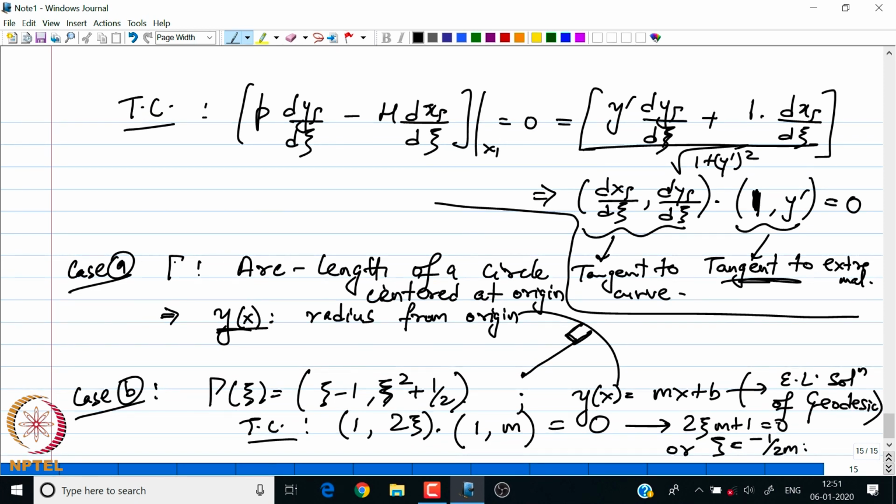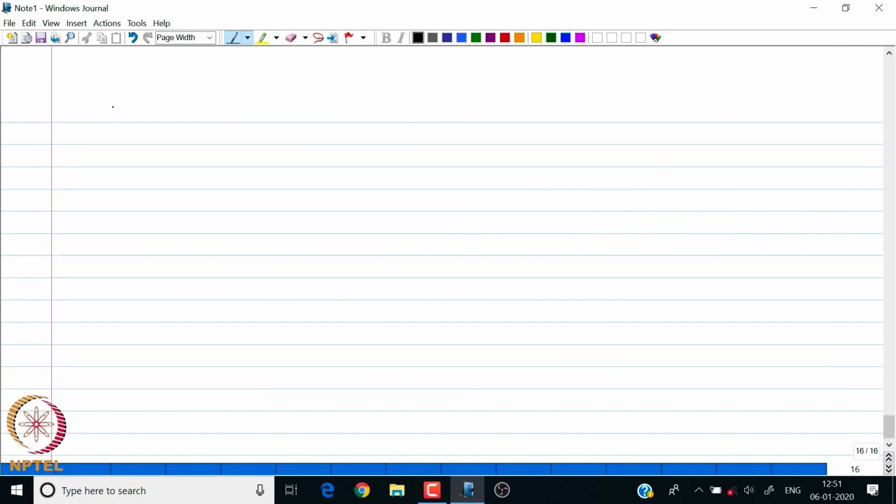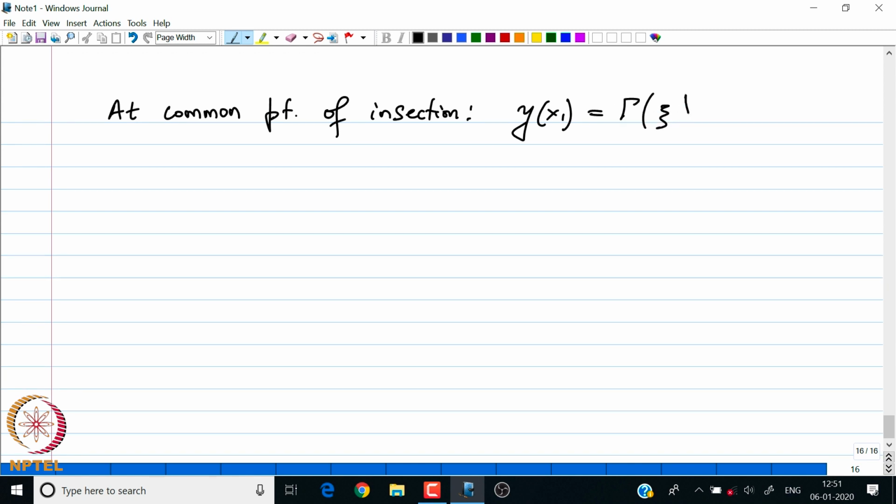Okay. Now, further we know that there is a common point of meeting of the curve and the extremal, right. So, at the common point of intersection, I see that y at x1 is also equal to gamma at xi evaluated at x1, right. So, what have we got is y at x1 will have the following form.